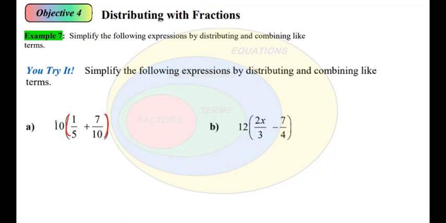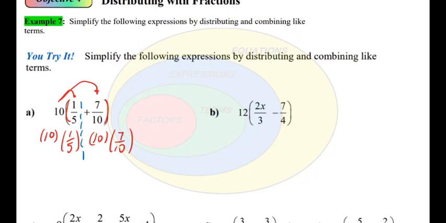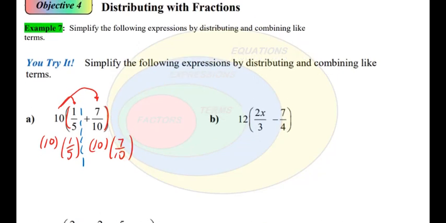We're going to take our 10 and distribute it to each of the terms. That's going to expand our terms. So we're going to have a 10 times the first term, which is 1/5, and then 10 times the second term, which is 7/10. As we do this, we can take advantage of the fractions by canceling.